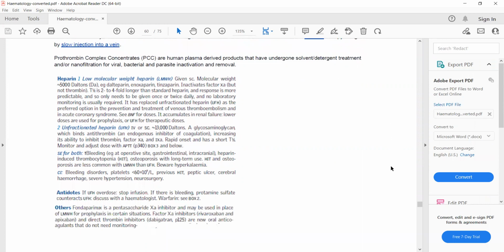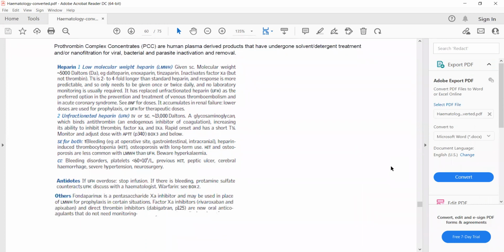So our next anticoagulant is heparin. There are two types of heparin. One is low molecular weight heparin, and the second is unfractionated heparin. Low molecular weight heparin has a molecular weight of 5,000 daltons. Examples include dalteparin, enoxaparin, and tinzaparin. All the drugs ending in parin are low molecular weight heparins.